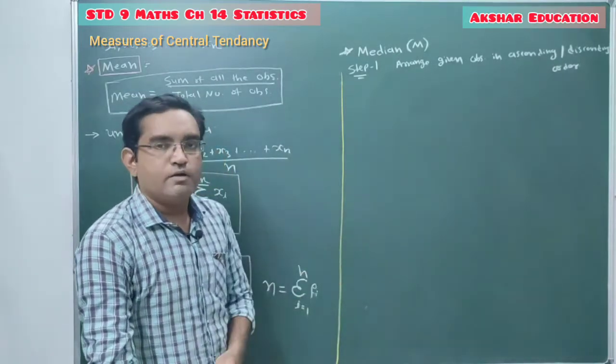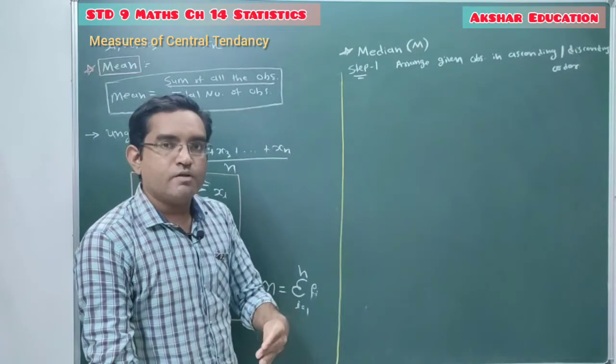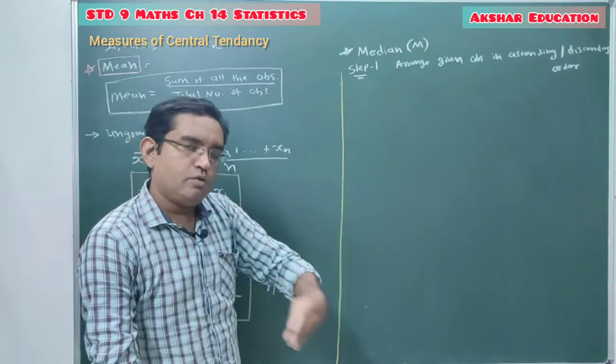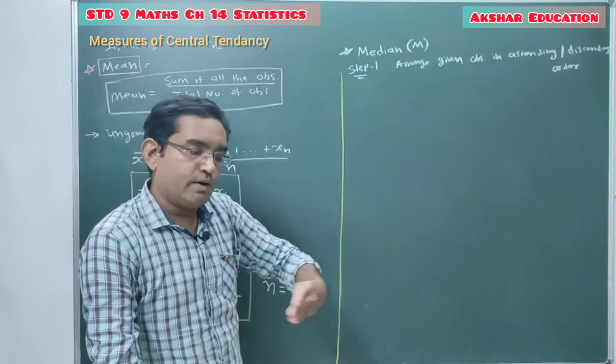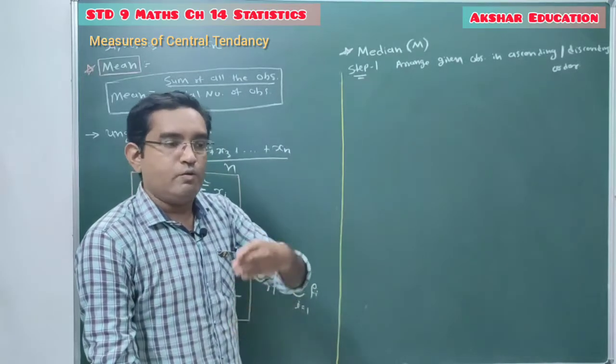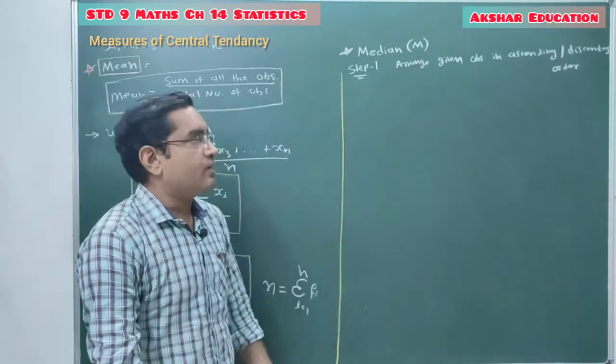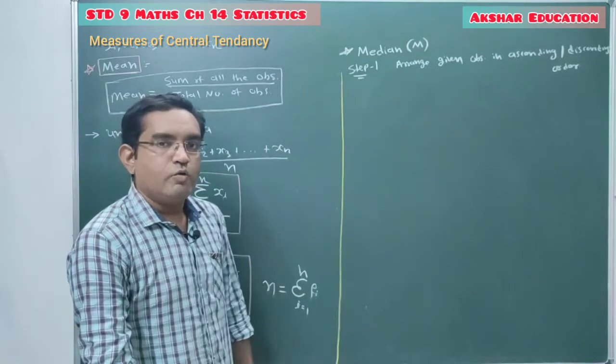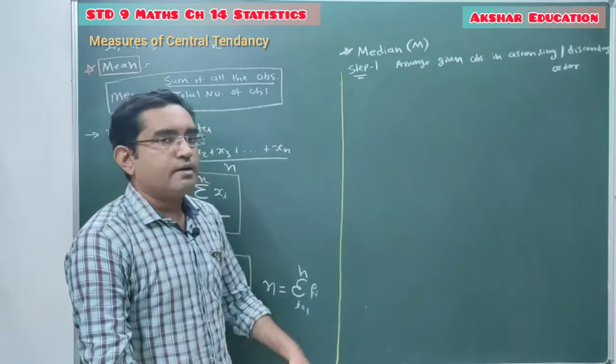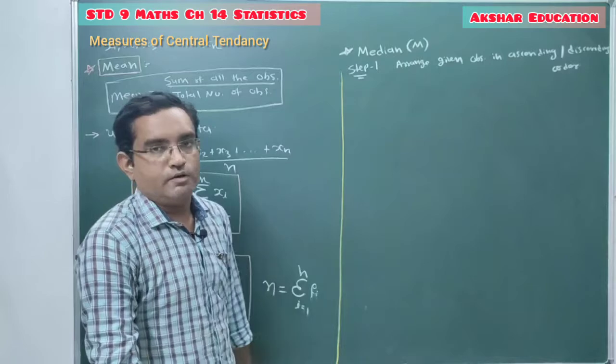For descending order, you have to arrange the given observations from highest value to the lowest value. That means जैसे जैसे हम आगे बढ़ेंगे ऑब्जर्वेशन की वैल्यू डिक्रीज होती जाएगी. That is known as descending order. So you have to arrange the given data either in ascending order or descending order.